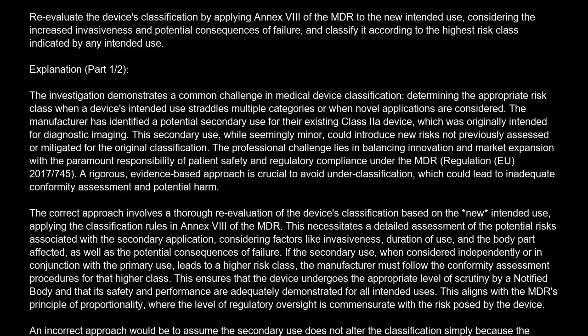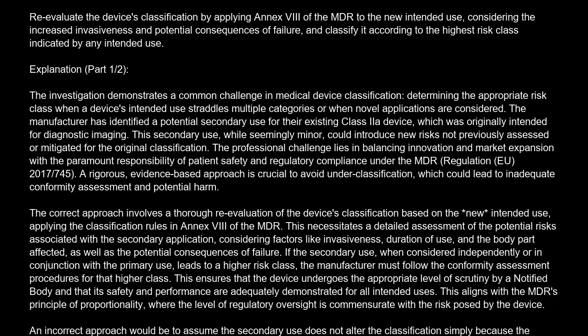Correct answer is A. Reevaluate the device's classification by applying Annex VIII of the MDR to the new intended use, considering the increased invasiveness and potential consequences of failure, and classify it according to the highest risk class indicated by any intended use. Explanation: the investigation demonstrates a common challenge in medical device classification, determining the appropriate risk class when a device's intended use straddles multiple categories or when novel applications are considered.